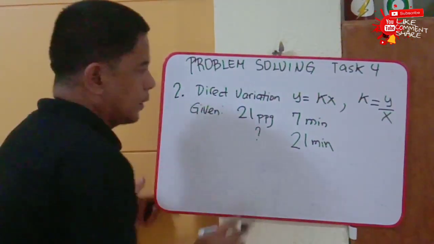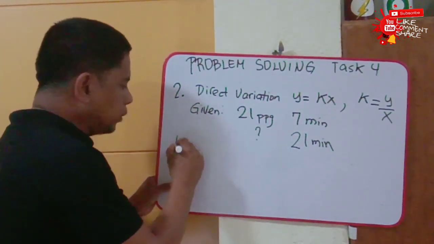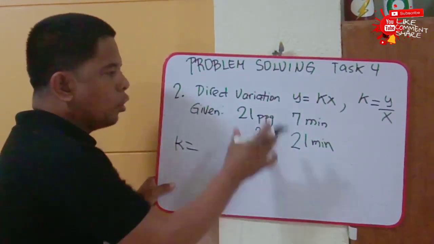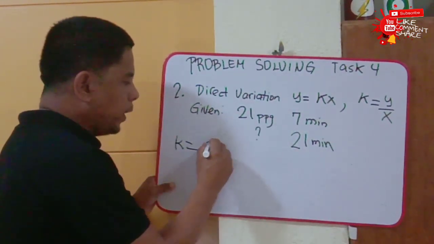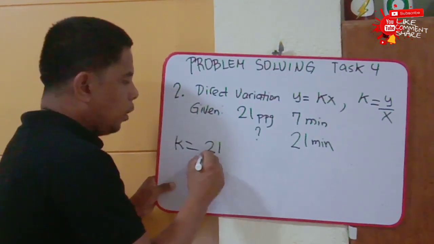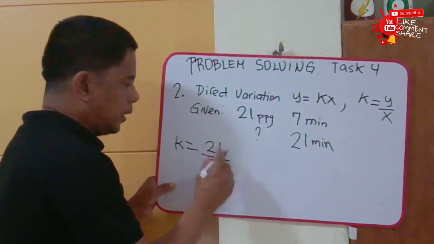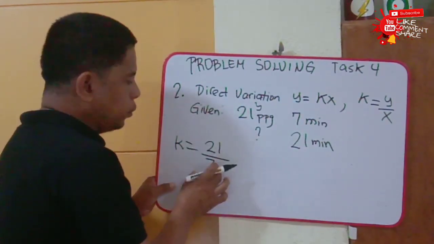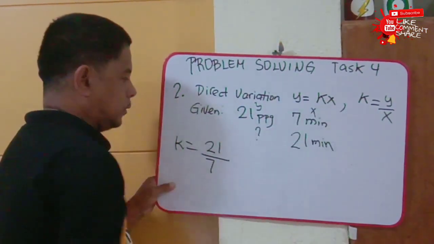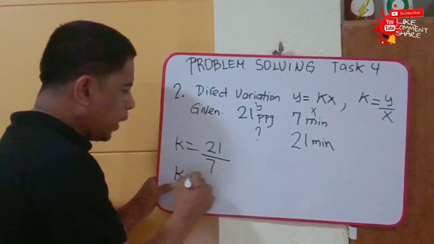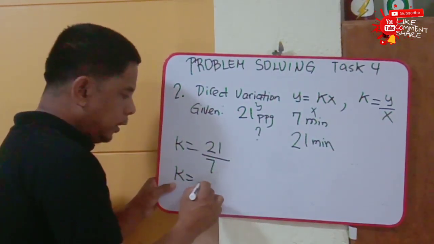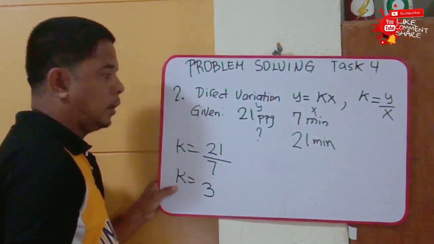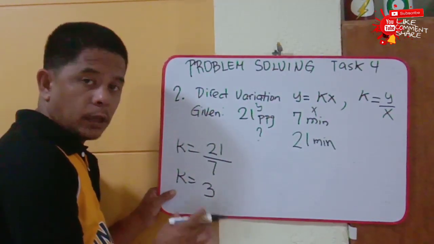First step. Okay? So, find the constant. Ano ang constant natin? So, 21 divided by 7. Ano itong 21 na to? Ito yung y. At yung 7, ito yung x. So, constant is 21 divided by 7. So, that is equals to 3. So, ang constant natin ay equals to 3.